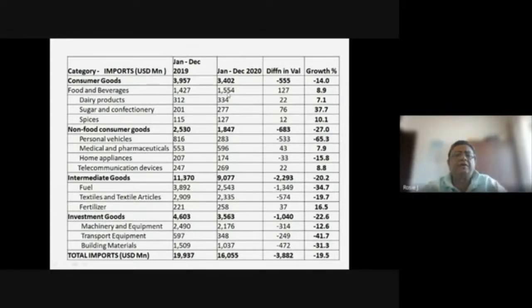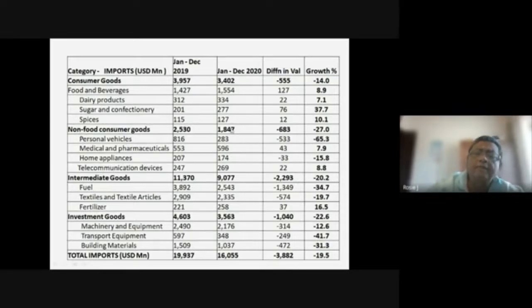See, the Central Bank also categorizes the goods among the imports. For example, here: consumer goods, non-food consumer goods, intermediate goods, investment goods. Under consumer goods you get food and beverages, dairy products, sugar, all that. Then you get non-food consumer goods, which are consumer goods but not food items, like personal vehicles, home appliances, blenders, pressure cookers and TVs. Then telecommunication: all your iPhones, Samsung, all phones coming in. These are non-food consumer goods.